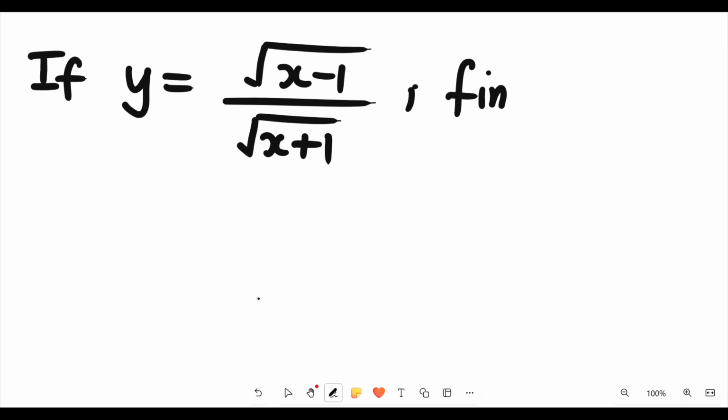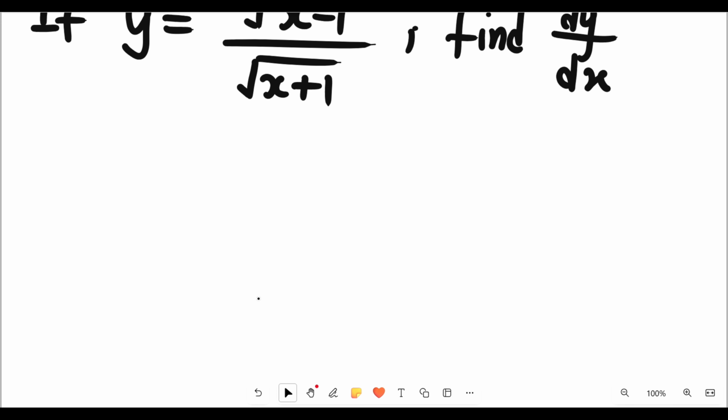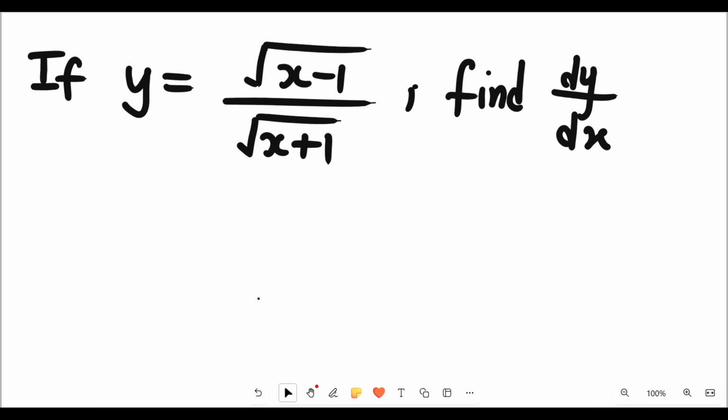We are to find dy/dx if y is equal to the square root of x minus 1 divided by the square root of x plus 1. So looking at the form of the given function, we need to use the quotient rule. We can equally use the product rule, but let us use the quotient rule in this video.